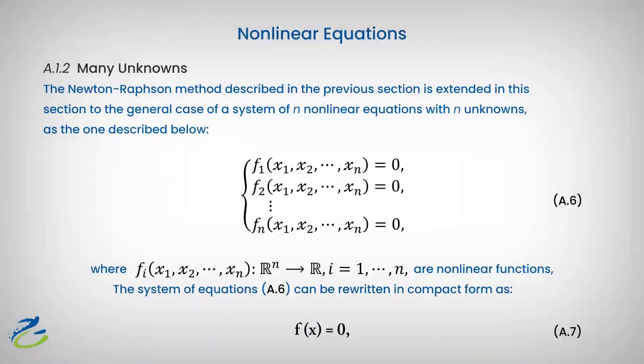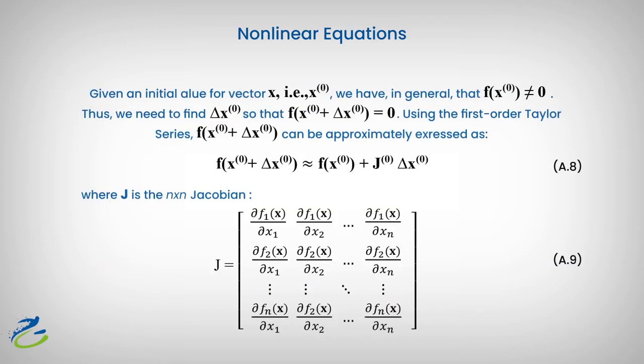With respect to nonlinear equations, we use the Newton-Raphson method. The equations are written to have the right-hand sides equal 0 to form a set of equations like the one you see. And they can be rewritten in compact form as f of x equals 0. Here, to solve the problem, we use the Newton-Raphson, where we calculate f of x naught plus delta x naught equals 0. Using approximation by the Taylor series expansion, we can calculate f of x naught plus delta x naught equals f of x naught plus J naught delta x naught, where J is the Jacobian matrix.